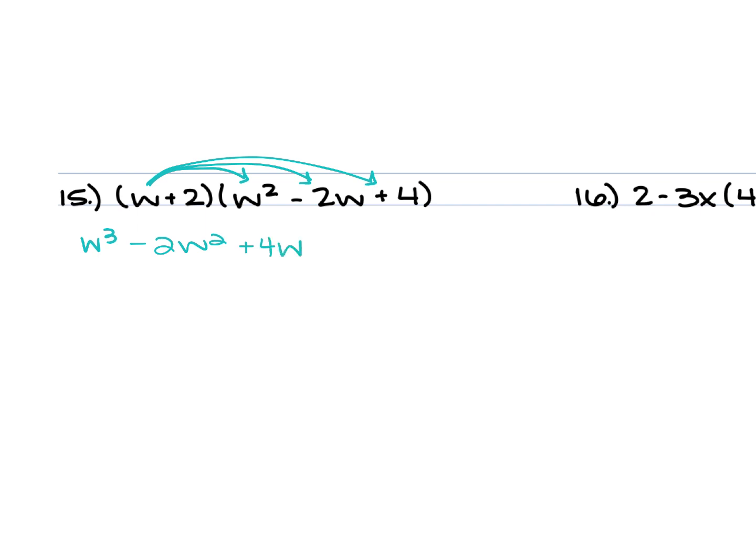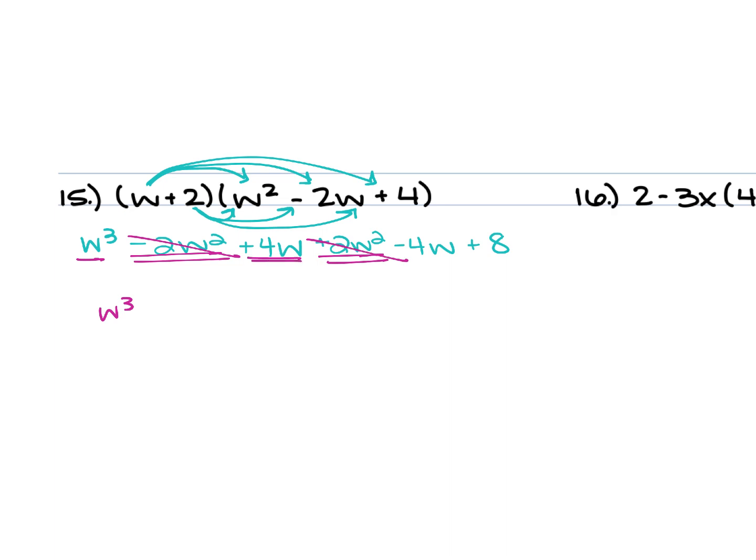Next, we distribute in the 2. So 2 times w squared is 2w squared. The 2 times negative 2w is negative 4w. And 2 times 4 is 8. From here, combine your like terms. That w cubed, you do not have another w cubed, so just drop it down. Then you have negative 2w squared and positive 2w squared. Those are opposites of one another, so they cancel each other out.